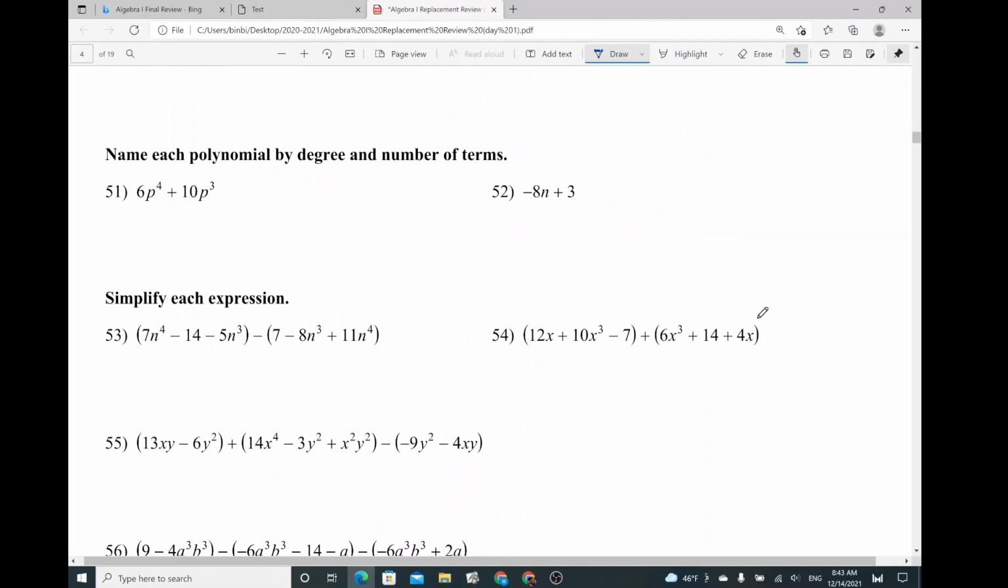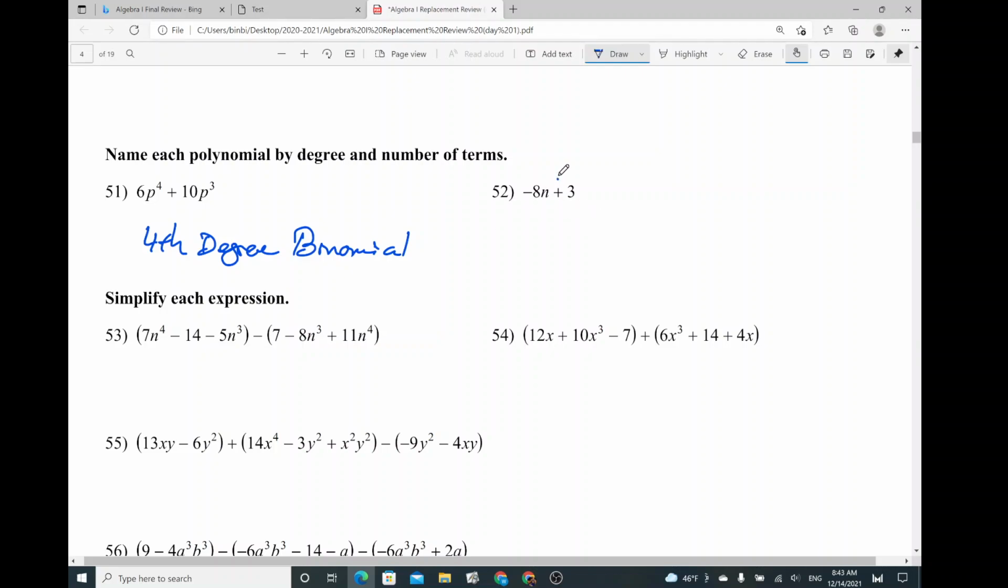Okay, so now what about this? Name the polynomial by degree and number of terms. So 2 terms, binomial. What's the highest degree? 4th degree. So this one is a 4th degree binomial. You know, people saying that it's 4 degrees, so it's what? It's a quintic. Or no, it's a quartic. It's a quartic binomial. So that's another name for it.